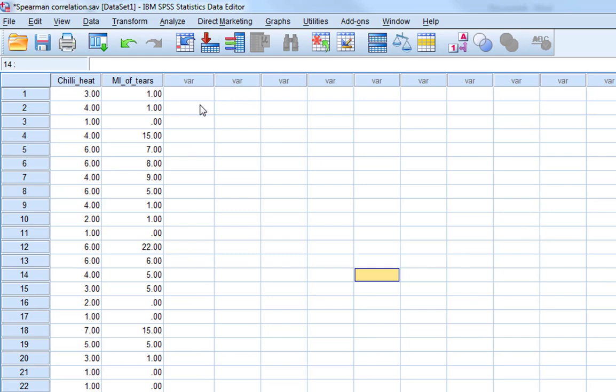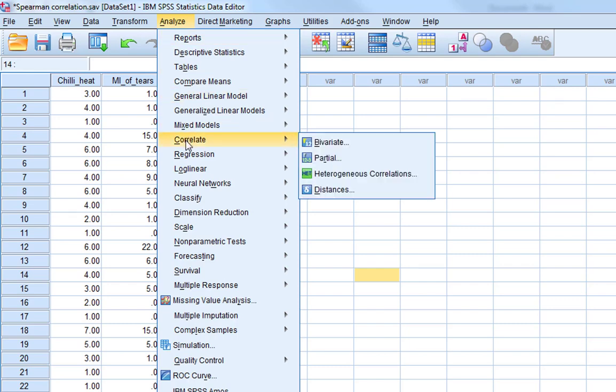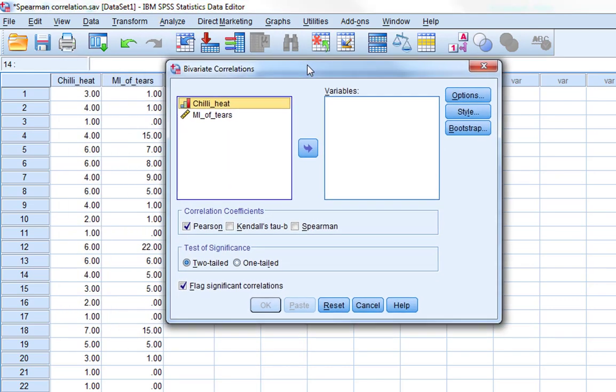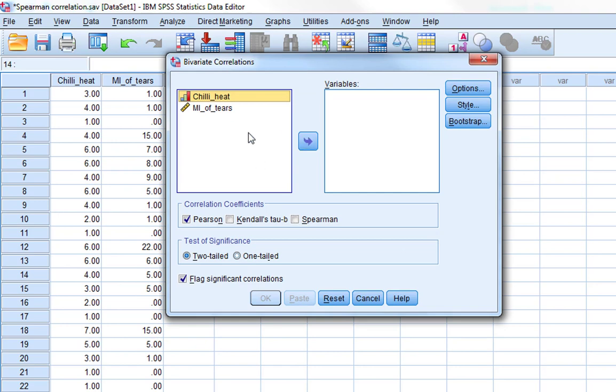We want to look at the correlation between chili heat and milliliters of tears cried. To do this, we go to our Analyze, Correlate and Bivariate, and this gives us our correlation window. This is exactly the same correlation window you'll see for a Pearson's correlation. We've got our two measures in the data set here. We want to correlate them, so we just click them across into variables.